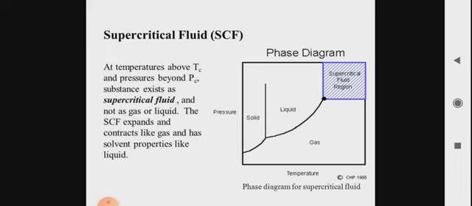What do you mean by supercritical fluid? When a substance is beyond its critical temperature and pressure, at temperature above critical temperature and pressure, the substance exists as a supercritical fluid and not as gas or liquid. The supercritical fluid expands and contracts like a gas and has solvent properties like a liquid, meaning it behaves as both gas and liquid. This is called supercritical fluid.